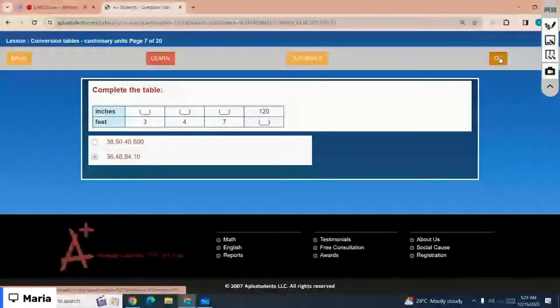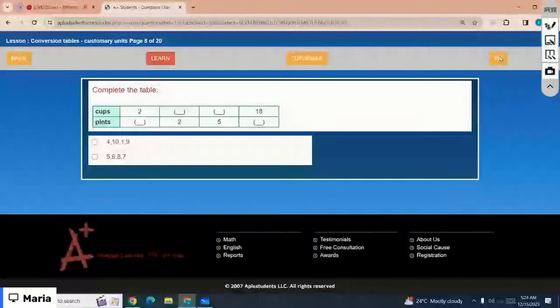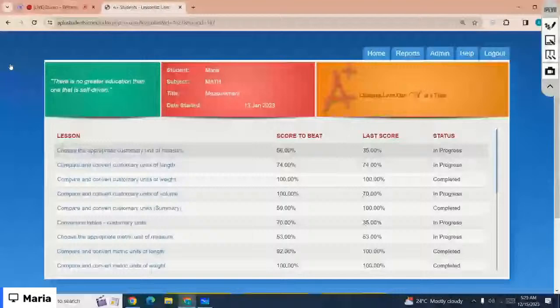Okay, you can complete the lesson yourself later today. Let me just move on to the next lesson. And the next lesson is choose the appropriate metric unit of measurement. Let's just start with the next lesson.